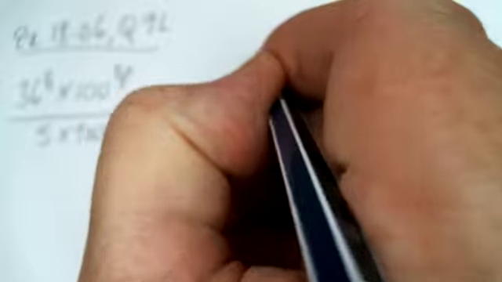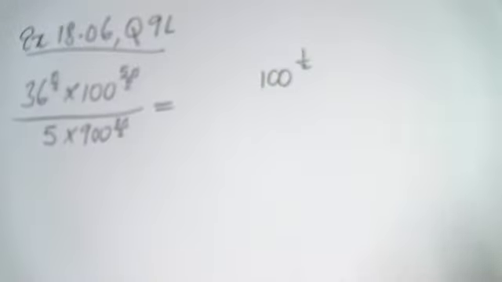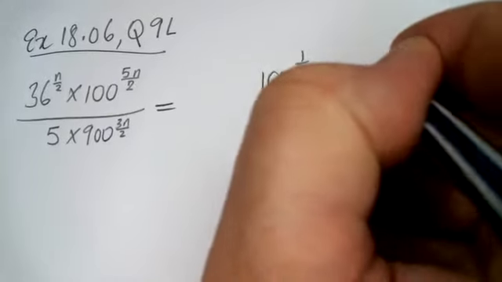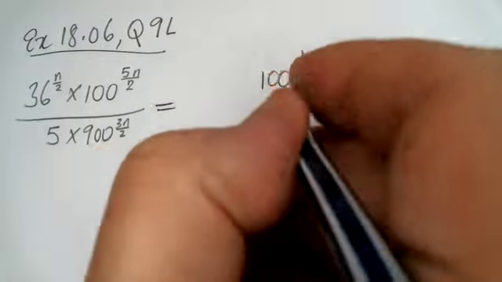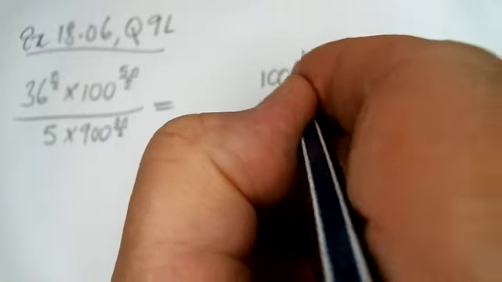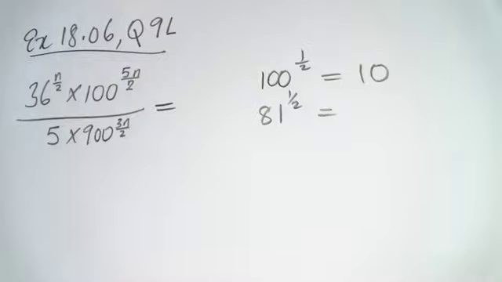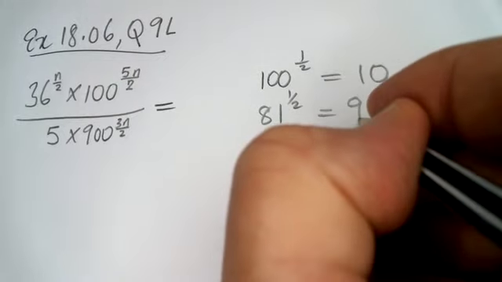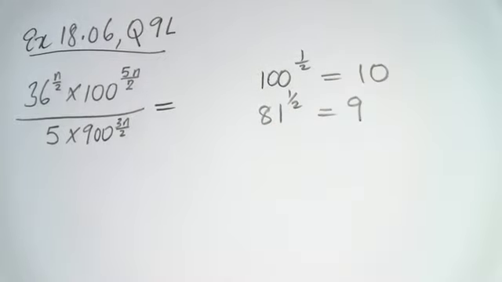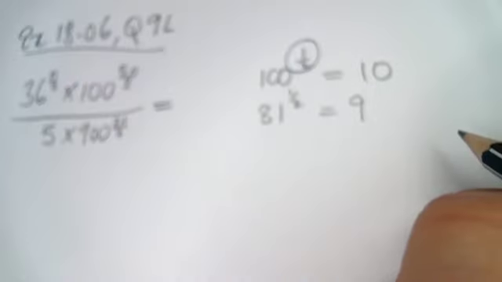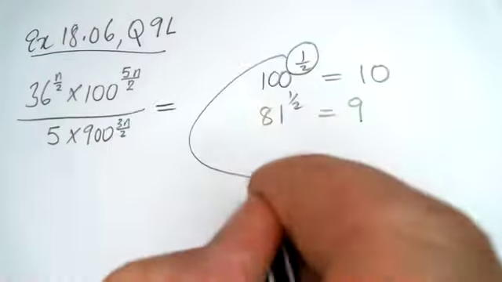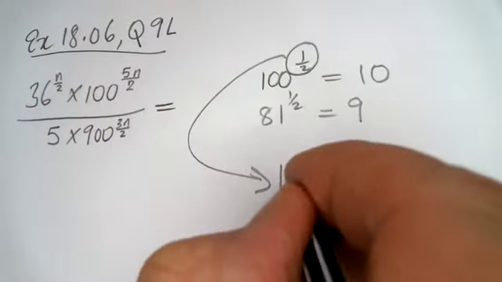So for example, if I had 100 to the power of a half, that's going to equal 10. If I had 81 to the power of a half, well, the square root of 81 is 9. So in other words, the power of a half means the square root. So I could rewrite this one here as 100, and I could put a square root sign in front of it, and of course that equals 10.